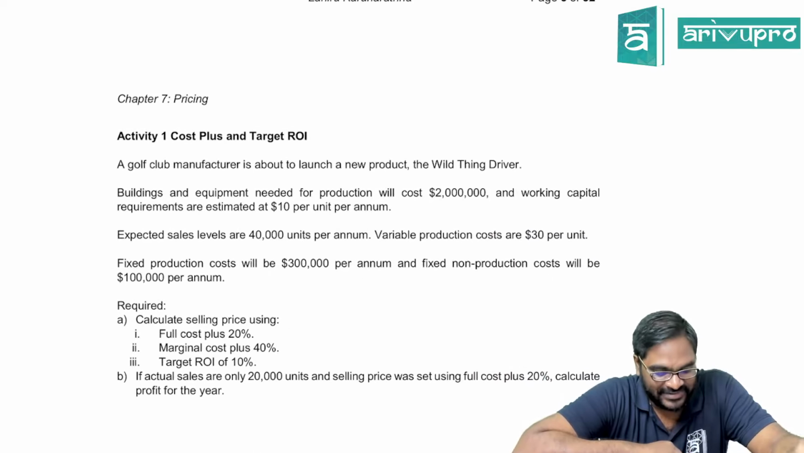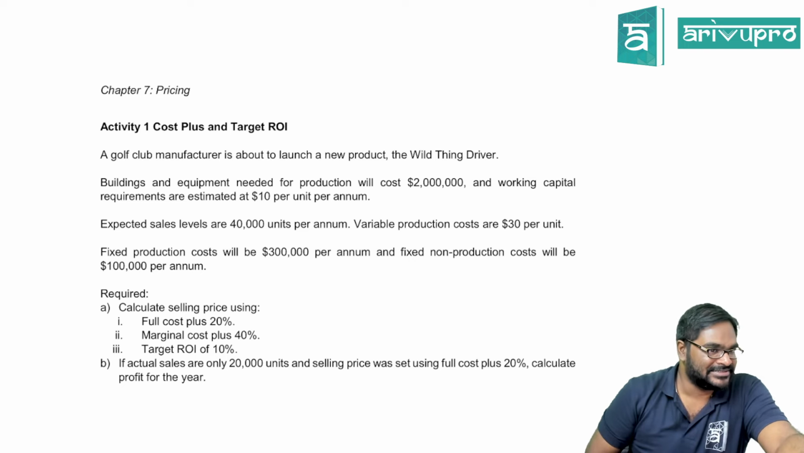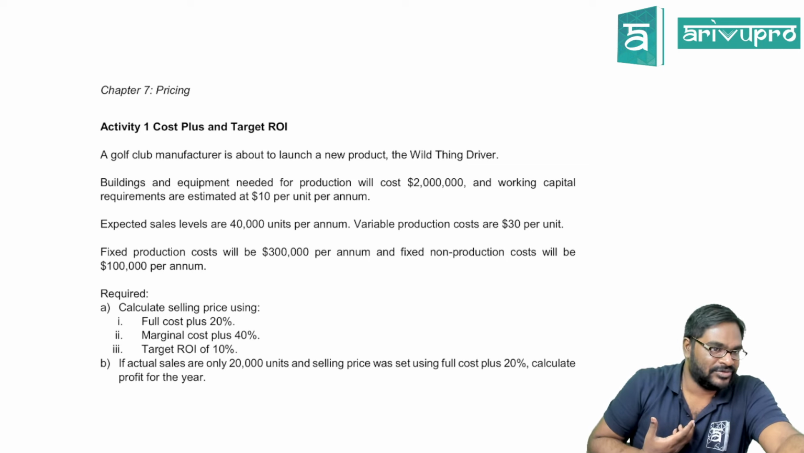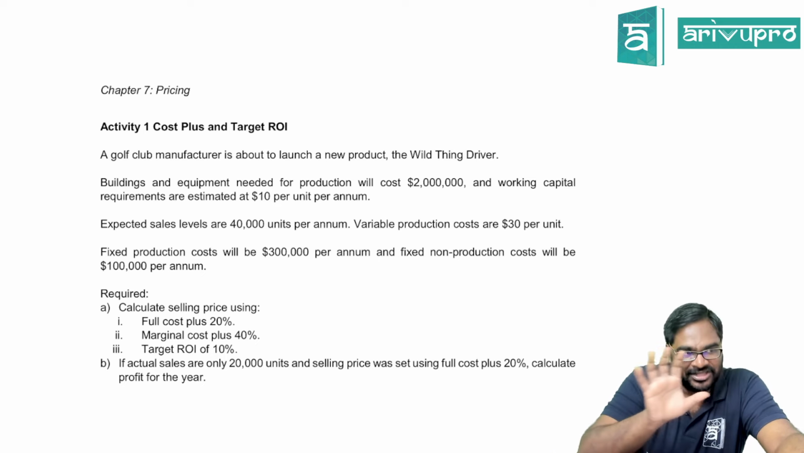Then we have an example for cost plus and target ROI method. A golf club manufacturer is about to launch a new product, the Wild Thing driver. Buildings and equipment needed for the production will cost around 2 million. And a working capital requirement is estimated as $10 per unit per annum. So these are all your investments, isn't it? Buildings is your investment. Working capital is coming from your investors. No one else is going to give you money, right? So these are your investments.